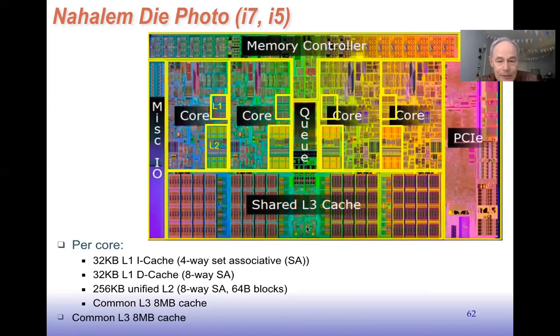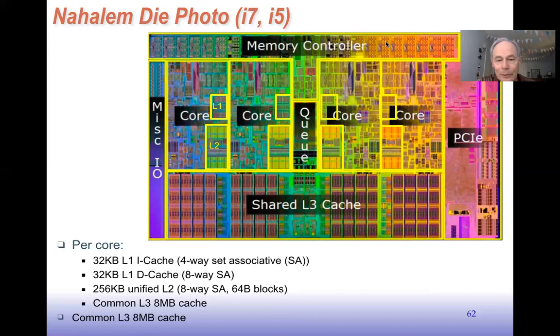And then the shared L3, which is shared by all the cores, you can see here it's 8 megabytes. And then this is the memory controller up here. This is used for connecting the L3 cache to the DRAM.